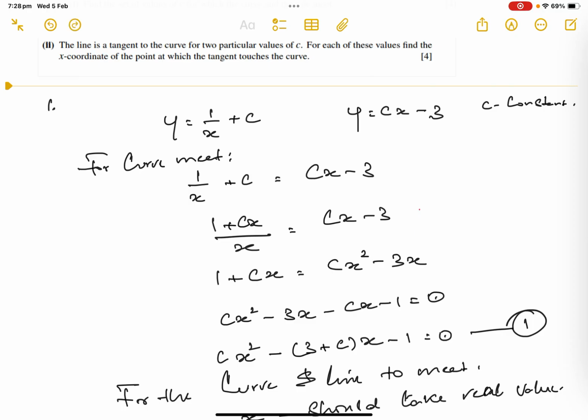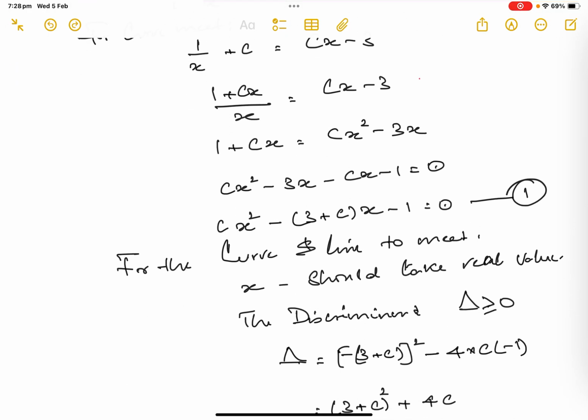From that, for the left hand side, taking the LCM x, we get 1 plus cx over x equals cx minus 3. Cross multiplication: 1 plus cx equals cx squared minus 3x. Rearranging, taking 3x and cx to the other side, cx squared minus (3 plus c)x minus 1 equals 0. This is a quadratic equation in x.